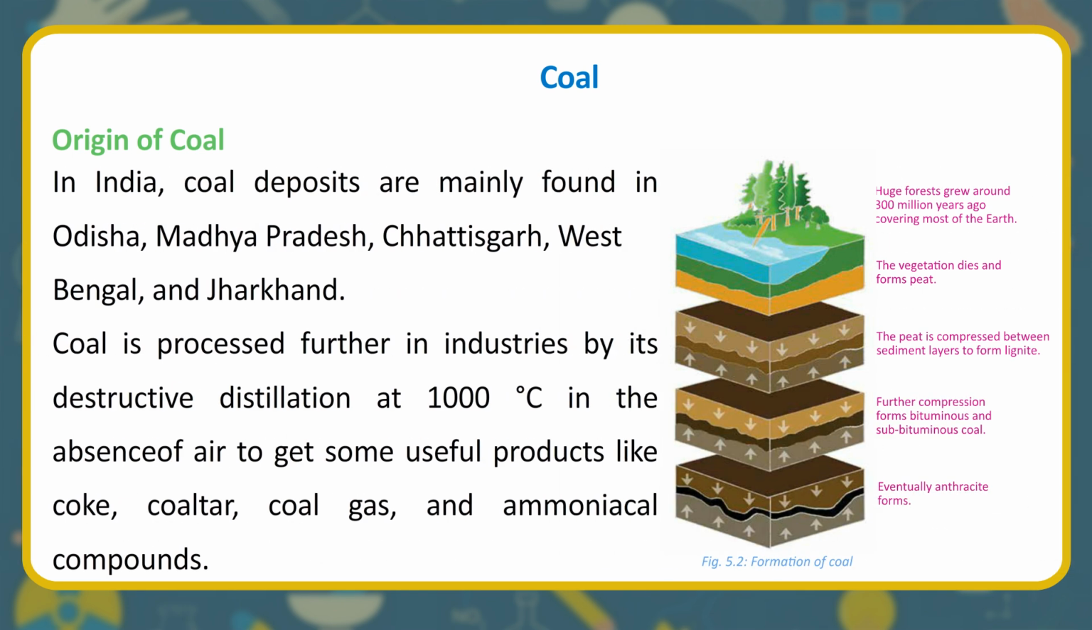In India, coal deposits are mainly found in Odisha, Madhya Pradesh, Chhattisgarh, West Bengal, and Jharkhand. Coal is processed further in industries by its destructive distillation at 1000 degrees Celsius in the absence of air to get some useful products like coke, coal tar, coal gas, and ammoniacal compounds.